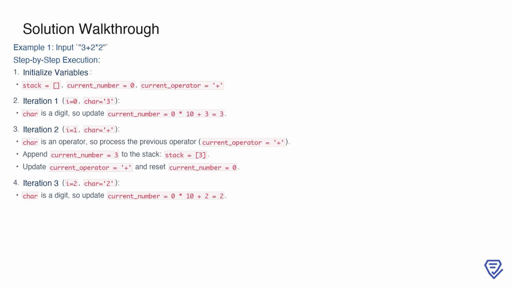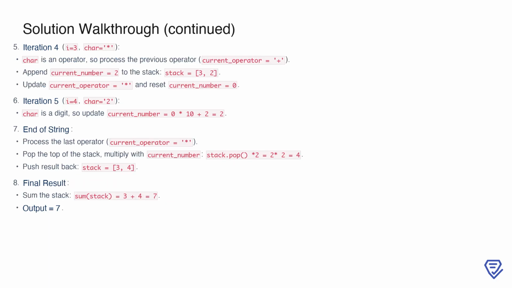In the third iteration, the character is 2, another digit. We update current_number again as before, resulting in current_number equals 2. Now, in the fourth iteration, the character is asterisk, an operator. We process the previous operator, which is plus. This means we append current_number, which is 2, to the stack. The stack now looks like 3, 2. Next, we reset current_number to 0 and update the current_operator to asterisk.